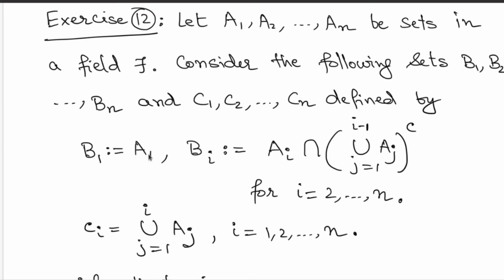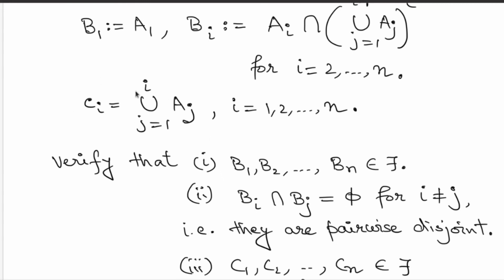So b1 is a1, then b2 is simply a2 intersection a1 complement, then b3 will be a3 intersection (a1 union a2) whole complement, and so on. So we are looking at the new terms that are arriving in ai, but I don't want the terms that I have already seen up to ai minus 1. So those I am removing. That's how I am defining the bi's. And what are the ci's? The ci's are nothing but the unions from 1 to i of the sets aj. So c1 is a1 itself, but c2 is a1 union a2.